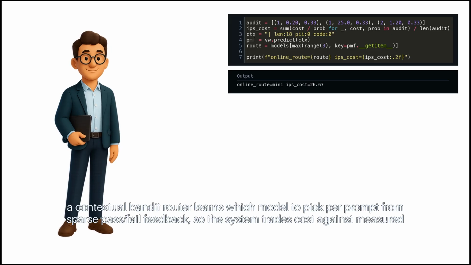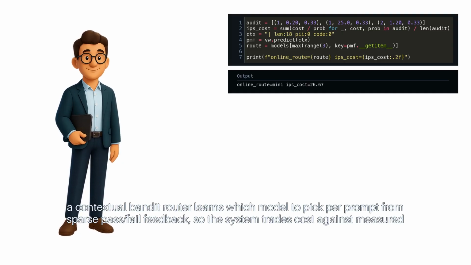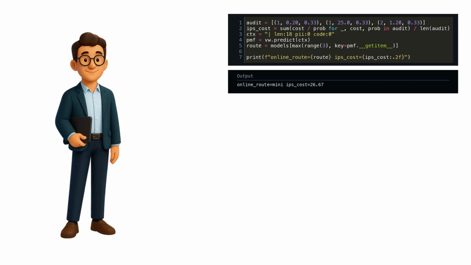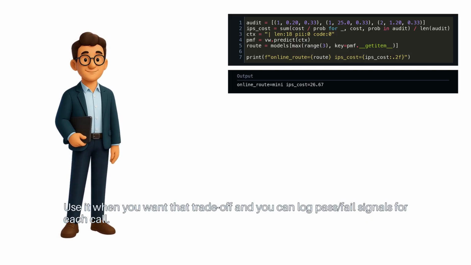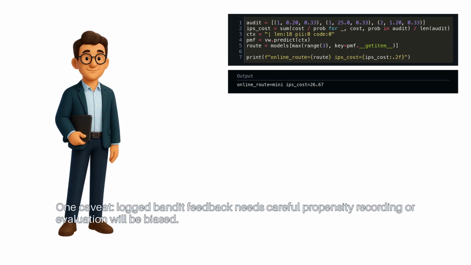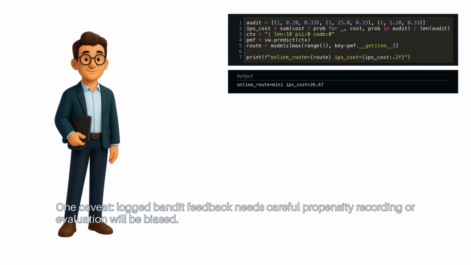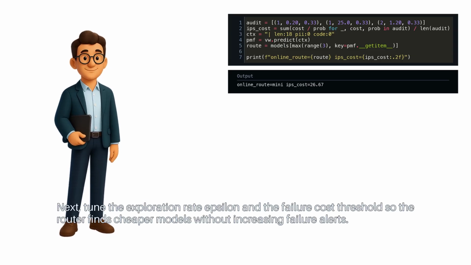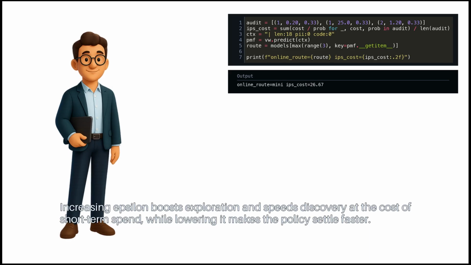A quick recap. A Contextual Bandit router learns which model to pick per prompt from sparse pass-fail feedback, so the system trades cost against measured quality. Use it when you want that trade-off, and you can log pass-fail signals for each call. One caveat: logged bandit feedback needs careful propensity recording, or evaluation will be biased. Next, tune the exploration rate epsilon and the failure cost threshold so the router finds cheaper models without increasing failure alerts. Increasing epsilon boosts exploration and speeds discovery at the cost of short-term spend, while lowering it makes the policy settle faster.